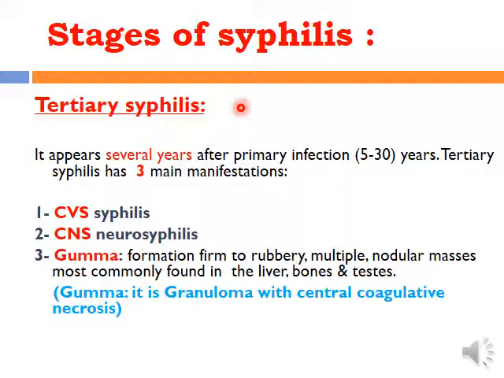The third stage of syphilis, here the tertiary stage, we said that it develops several years after the primary infection, and usually takes about 5 to 30 years as a range, and the patient develops either cardiovascular syphilis or CNS disease or gumma. In the cardiovascular syphilis, the patient usually develops aneurysms in the proximal part of the aorta.